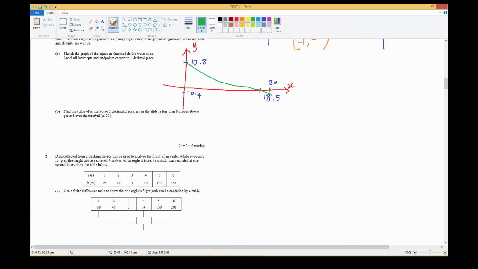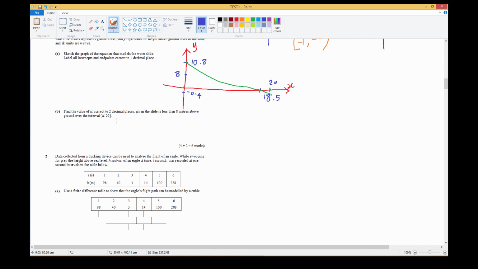Find the value of D corrected to 2 decimal places, given the slide is less than 8 meters above ground over the interval of D to 20. Right, so we want to find the value of D where the slide is less than 8 meters. There's 10.8 meters, so 8 meters is going to be around about there.